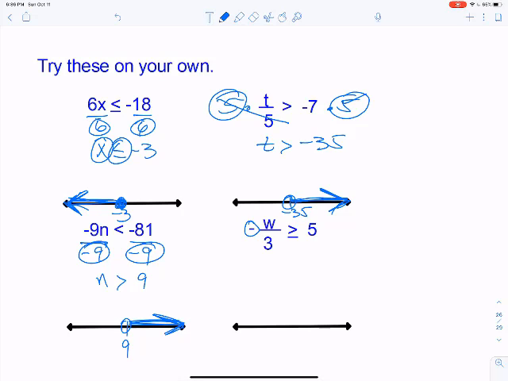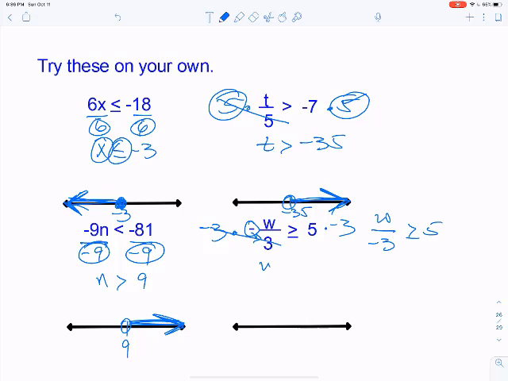Now, in this next one, you've got this negative right here to the outside. So you can think about that on either one of those numbers. I'm going to think about it on the 3. So I can write that as w divided by negative 3 is greater than or equal to 5. That's how you interpret that. So you just put the negative on the number. So since I've got to divide by negative 3, I'm going to multiply by negative 3. Do the same thing on the other side.